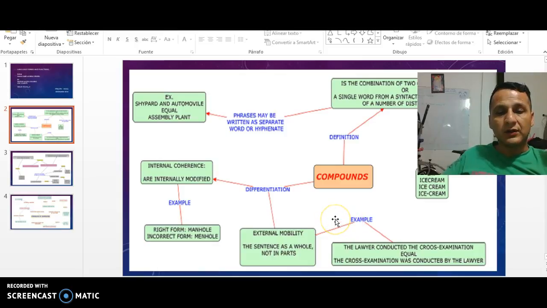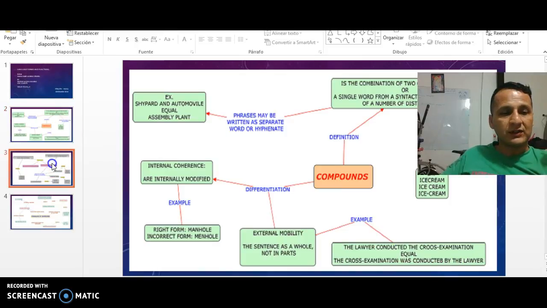Well, another differentiation is external mobility: the compound moves in the sentence as a whole, not in parts. For example, the lawyer conducted the cross-examination is equal to, say, the cross-examination was conducted by the lawyer.